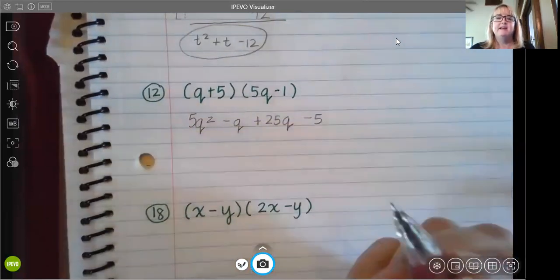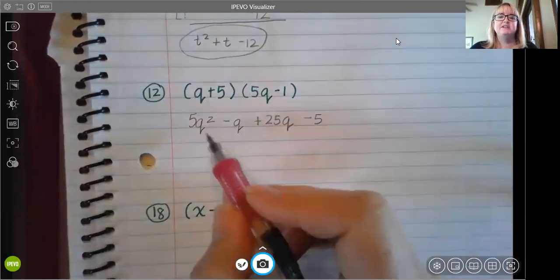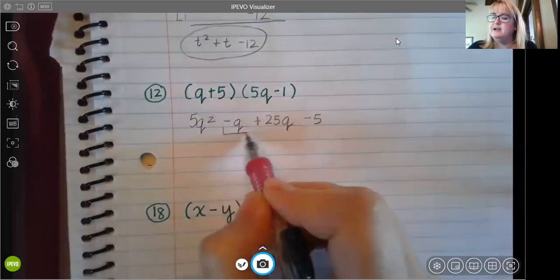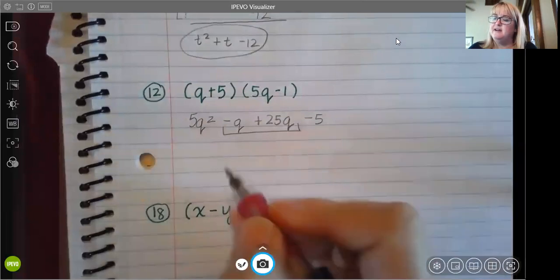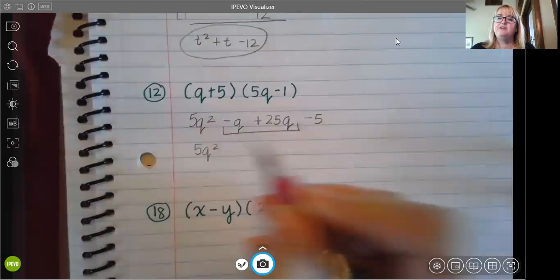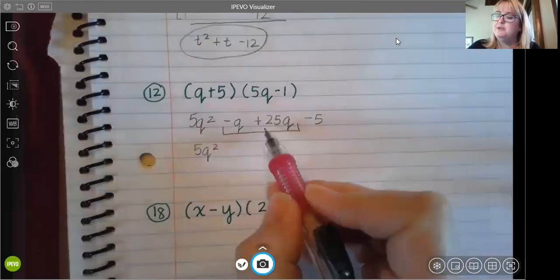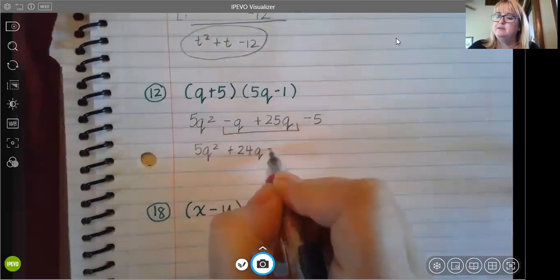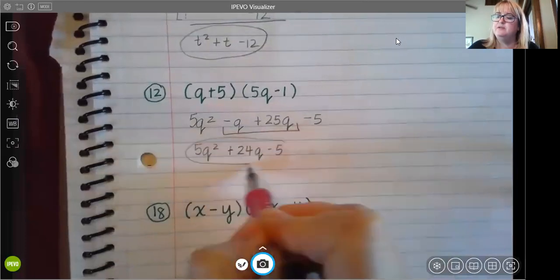And now we combine like terms. This is the only term that has q squared. These two terms have q in it that I can combine, and then the negative 5. So it's going to be 5q squared, negative q plus 25q would be plus 24q minus 5. So there's your answer for number 12.